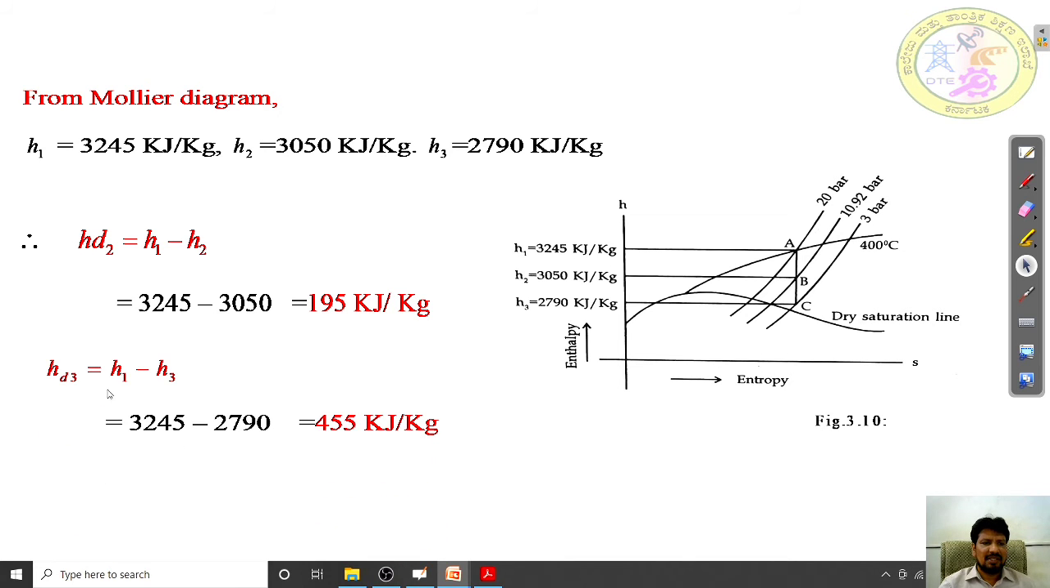Similarly, the heat drop at the exit condition, we know the formula is H1 minus H3, where H1 is 3245 minus H3, which is this value, that is 2790.